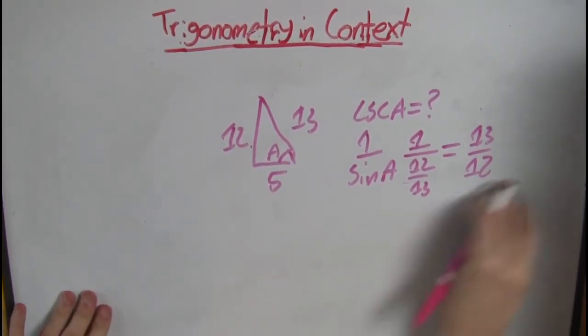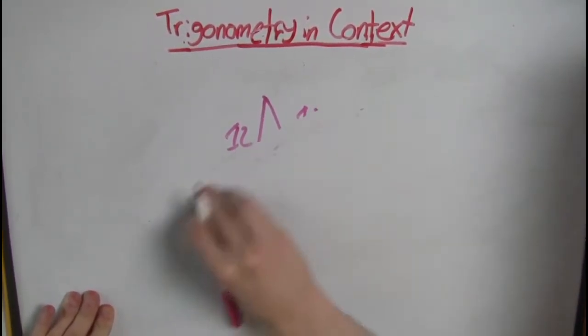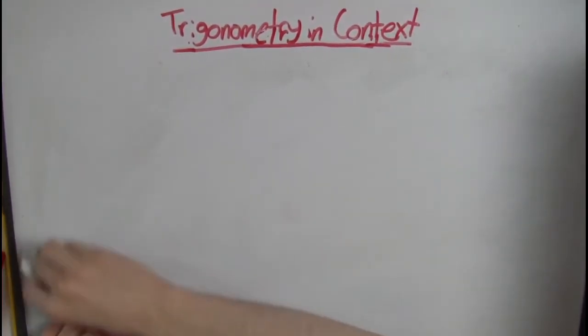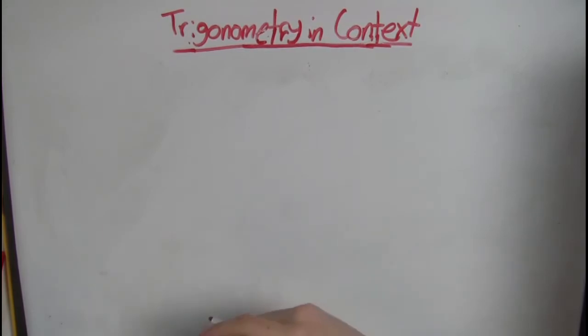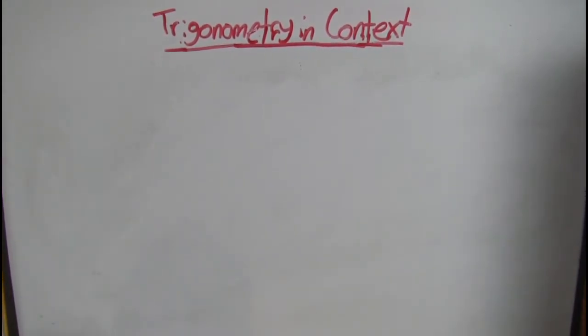So the cosecant of A is 13 over 12. And that's my answer. And that's usually where we'll use our reciprocal functions, right? Our cosecant, our secant, and our cotangent. They're not too important to use, but when they are, they will really be helpful to finding and solving problems. All right. Now, let's do some more.